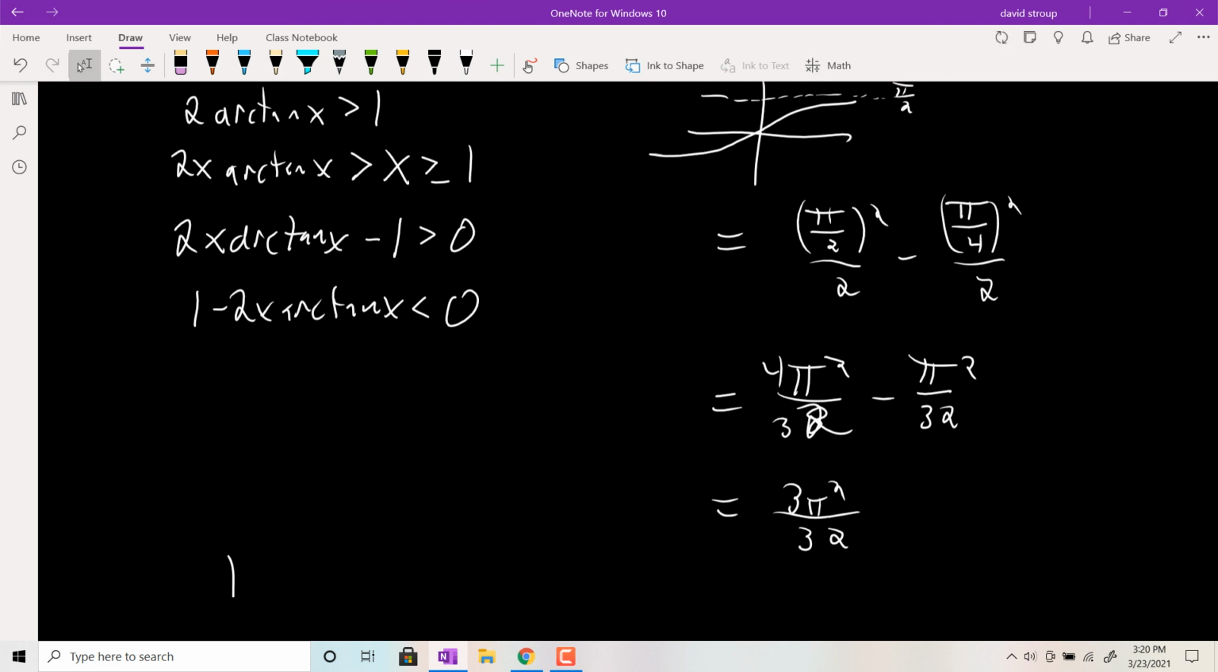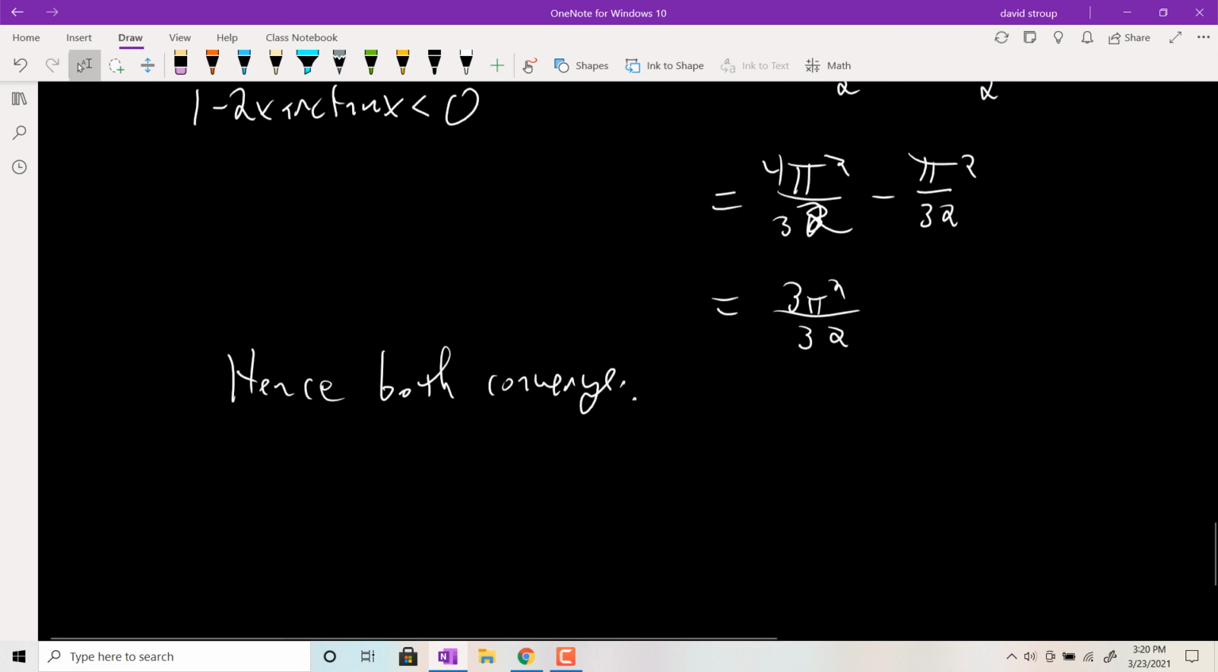In other words, hence both converge. It doesn't mean they both converge to 3 pi squared over 32. No, that's not it. It's just that they converge.